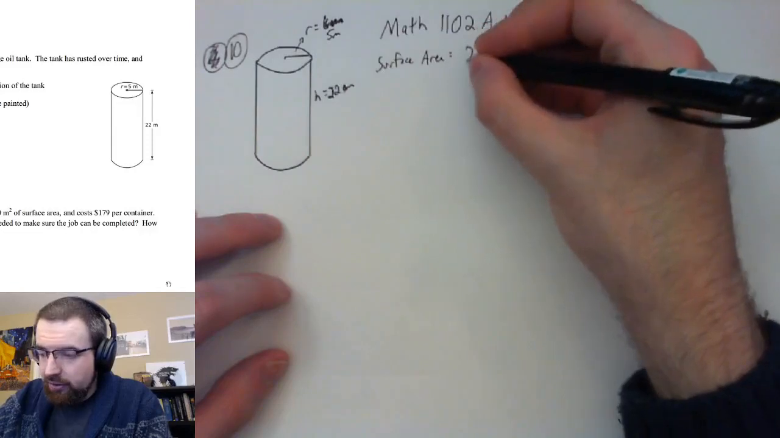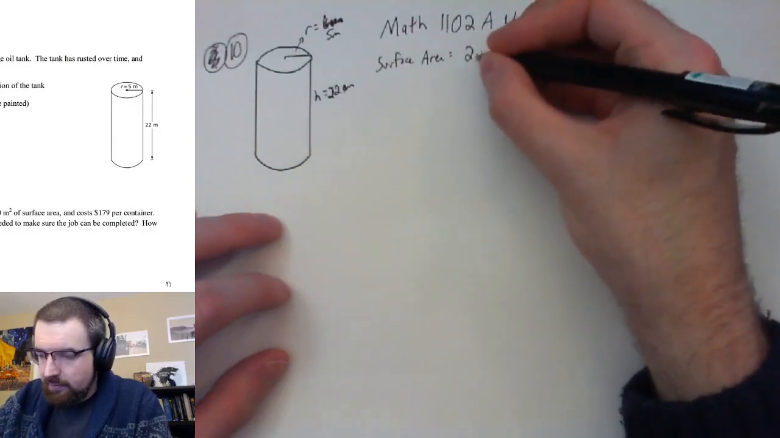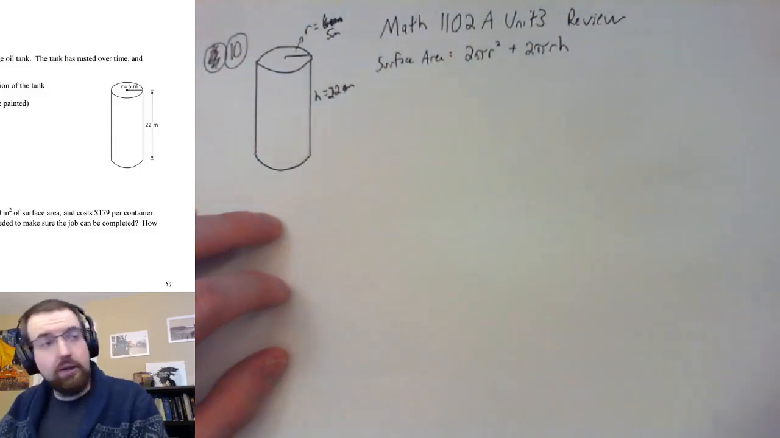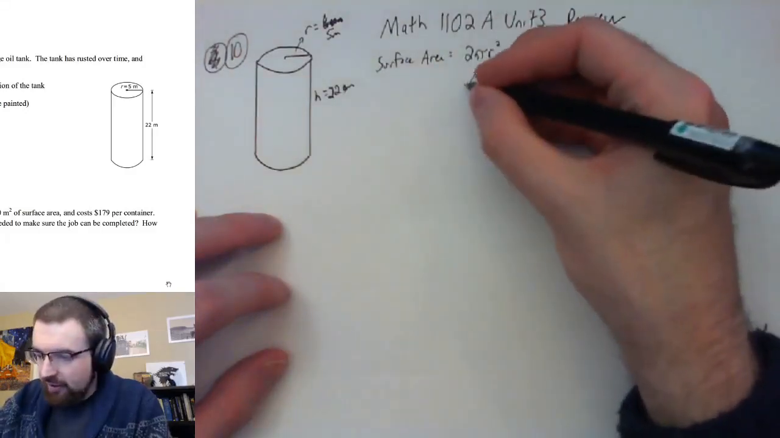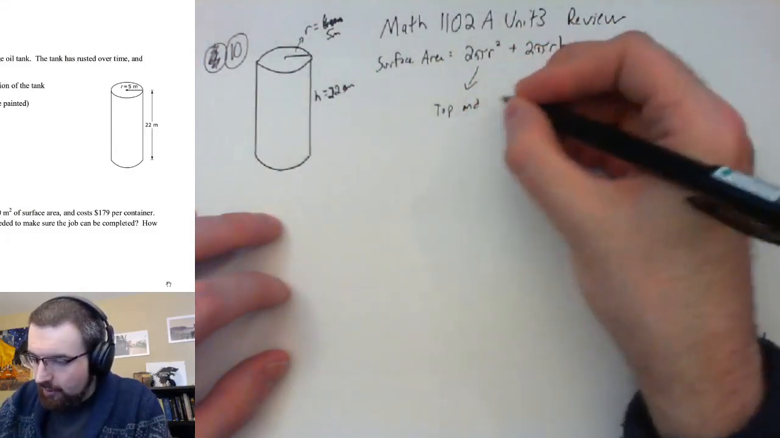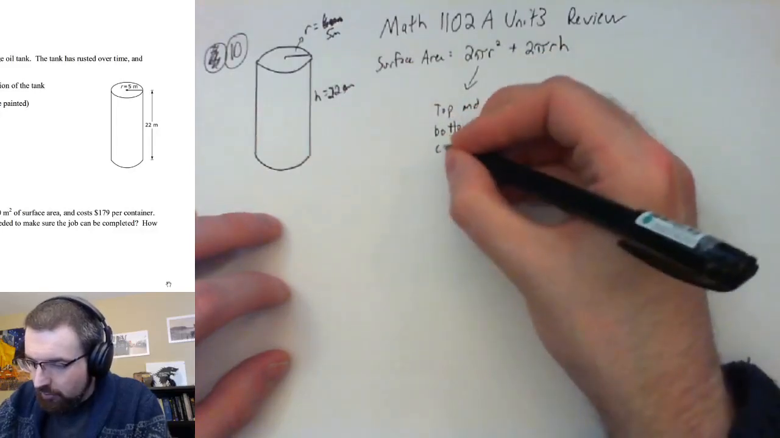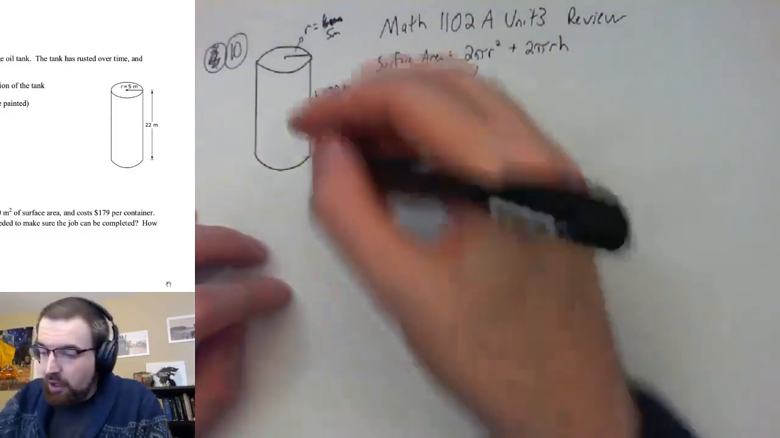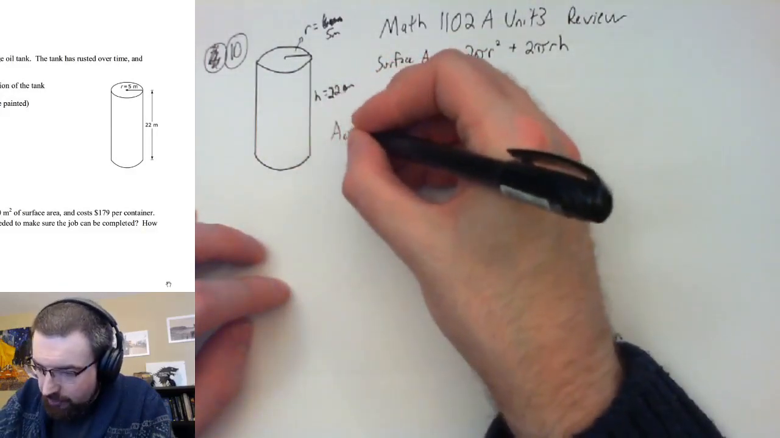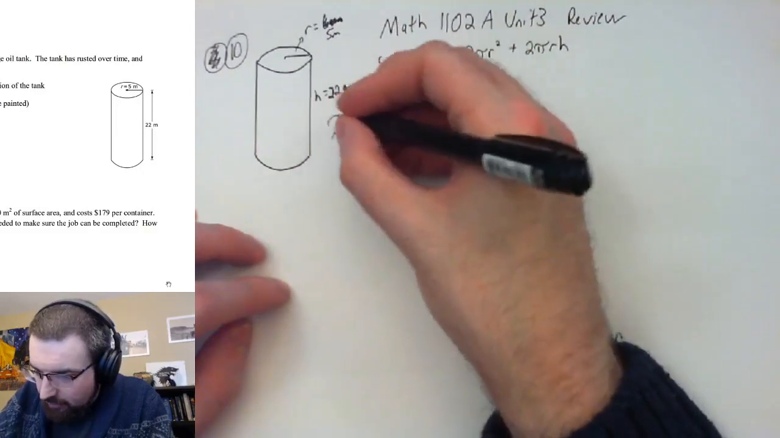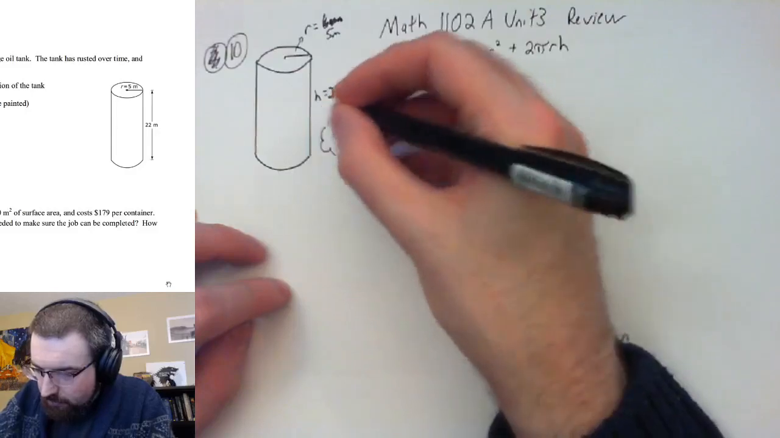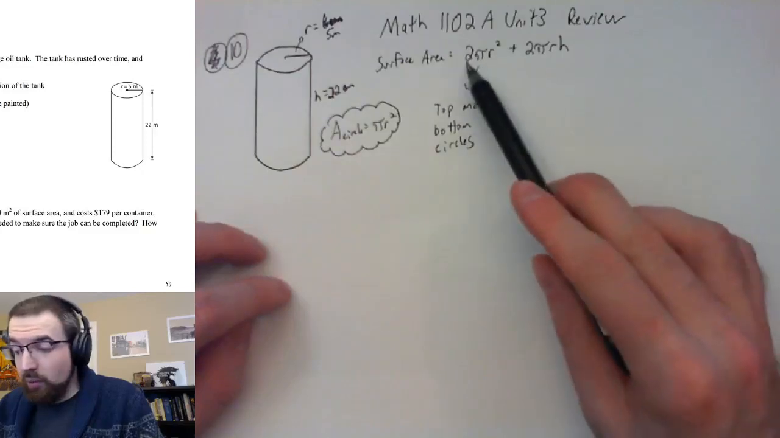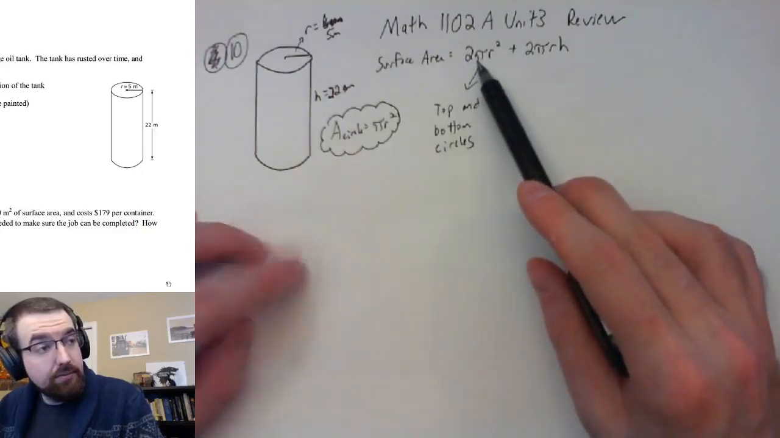Right? The surface area of a cylinder is going to be 2 pi r squared plus 2 pi r h. Now, why in the world is it like that? Well, this is the top and bottom circle, right? The top and the bottom of the cylinder is this term. Because we know that the area of a circle equals pi r squared. We know that, right? So if there's 2 circles, one on the top and one on the bottom, that's why there's a 2 here, right?